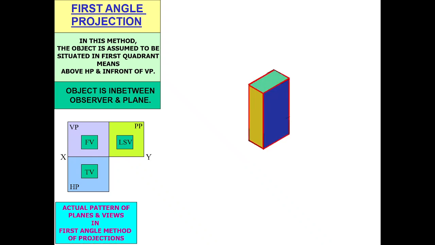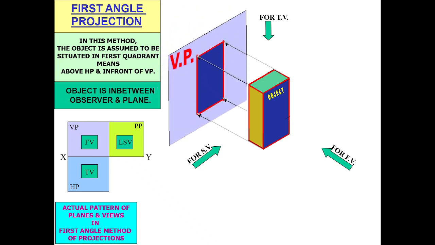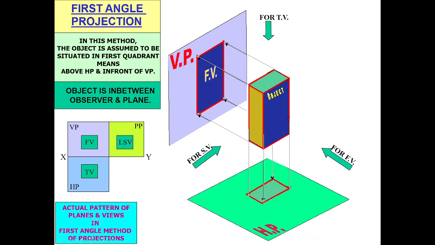Now you can see here, just as one explanation, this is the object. For the front view we are looking from this side, for the top view we are looking from the top side, and for the left hand side view we are looking from this arrow. Okay, so here the object is placed above HP and in front of VP. So you can see here, this is the object.